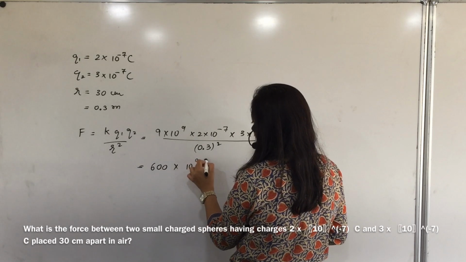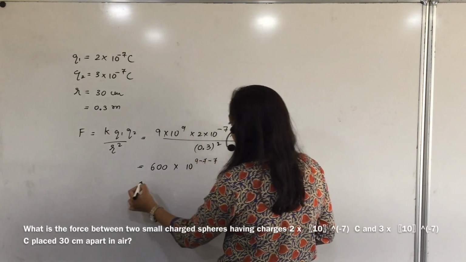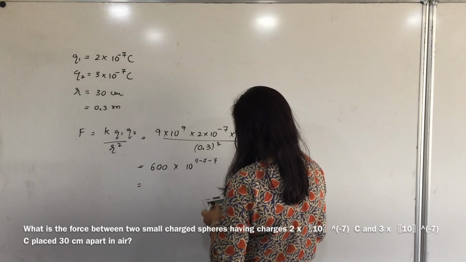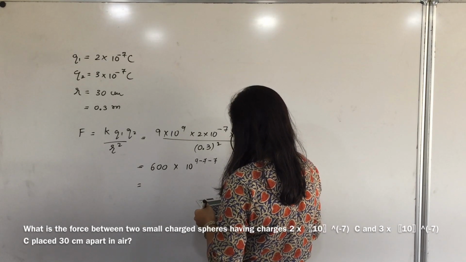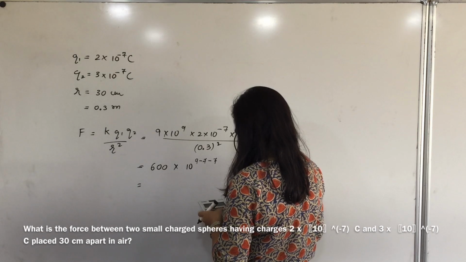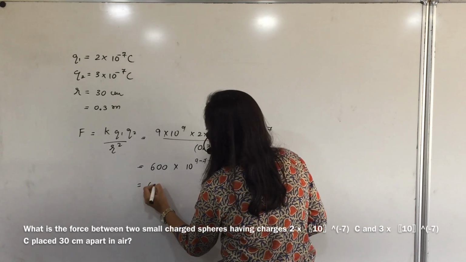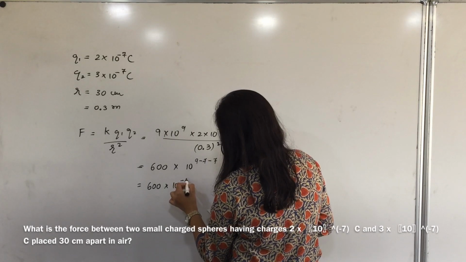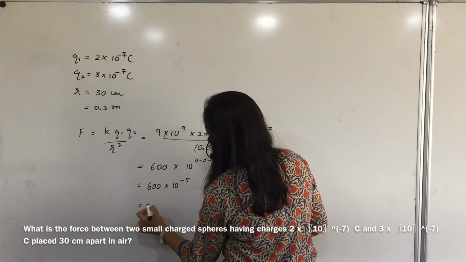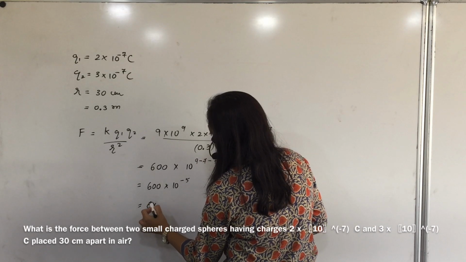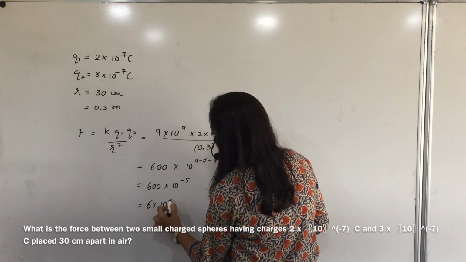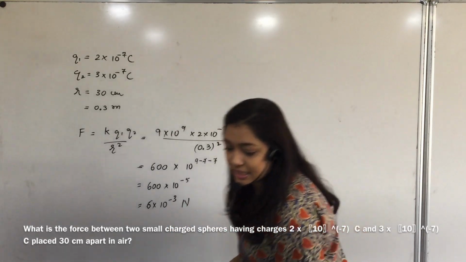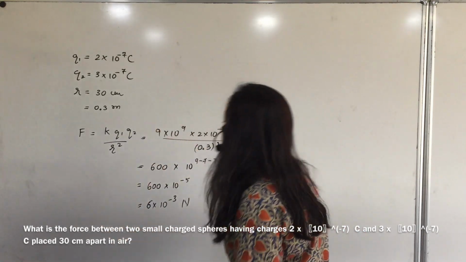9 minus 7, that ends where? 14 minus 7, minus 9. So that will be 600 into 10 to the power minus 5. These two will add up here. So this will be 6 into 10 to the power minus 3. What is this force? So Newton. 6 into 10 to the power minus 3 Newton.